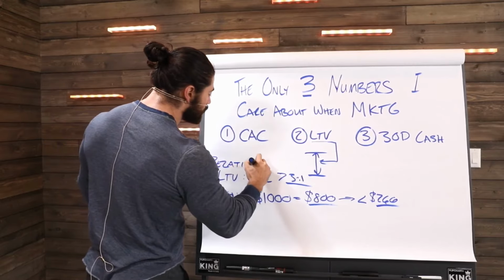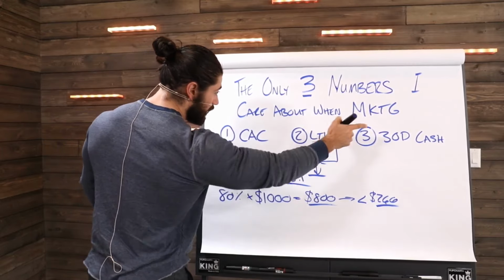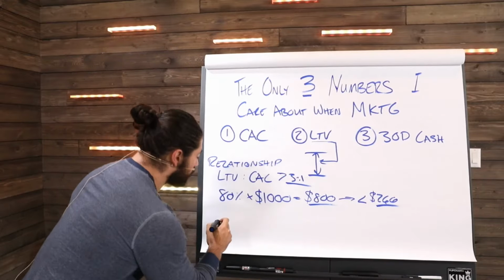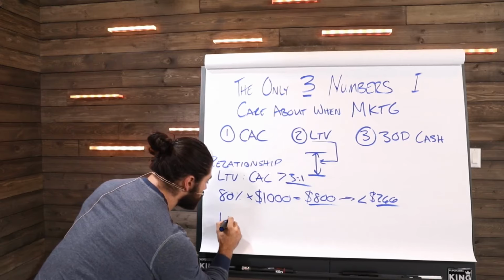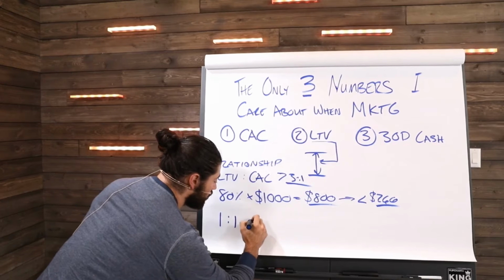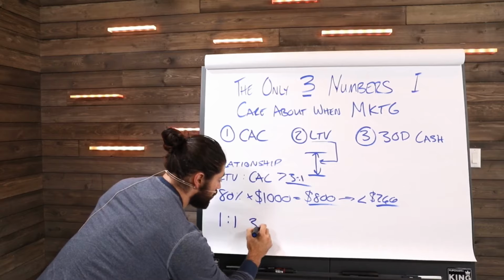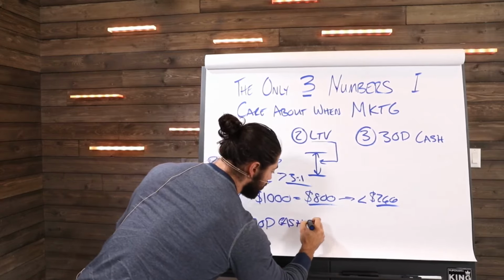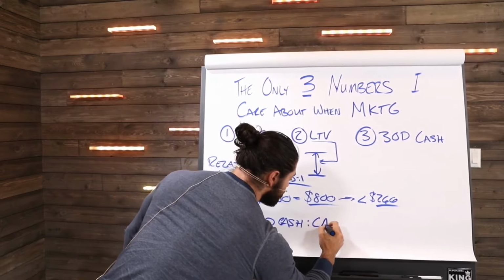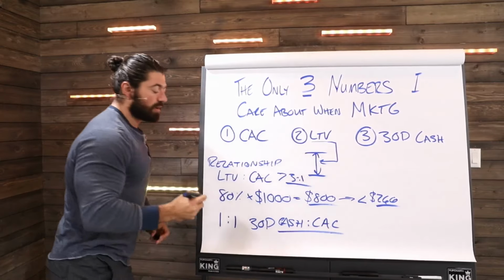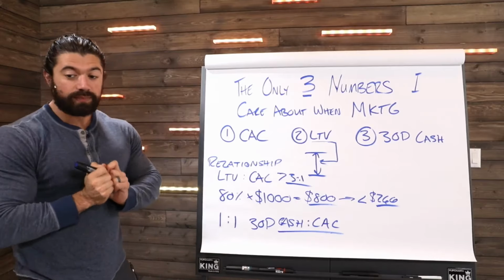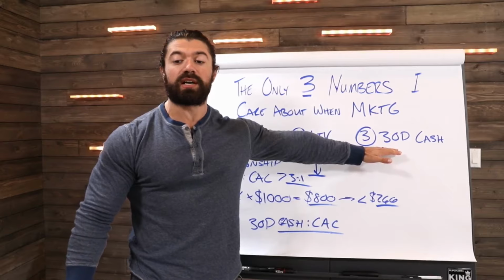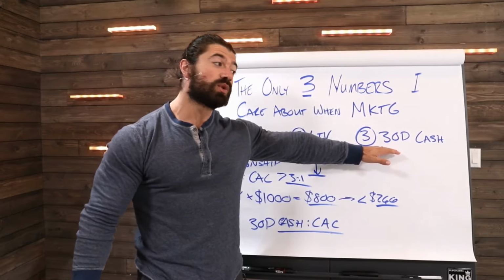The next relationship that I'm going to look at is the 30-day cash requirement compared to my CAC. And so for me, if I have a one-to-one relationship between my 30-day cash and my CAC, then that means that I am breaking even on getting customers. And I'm breaking even within a window that I can use other people's money to finance the acquisition. And that's where this gets super cool.